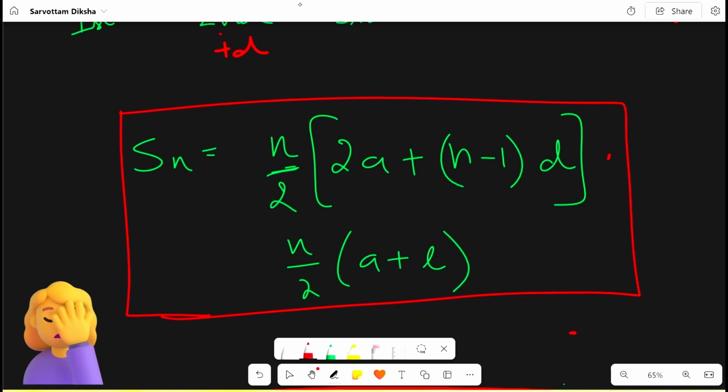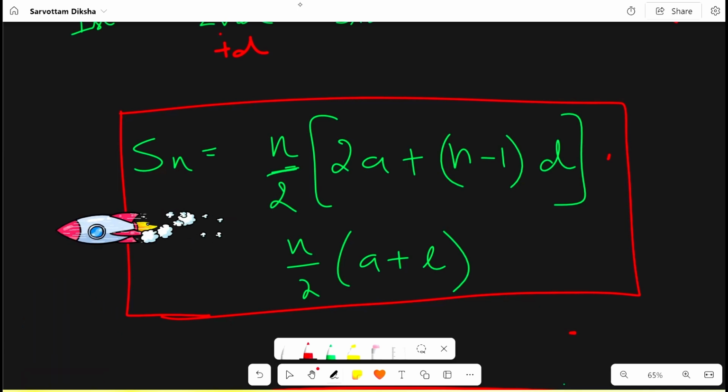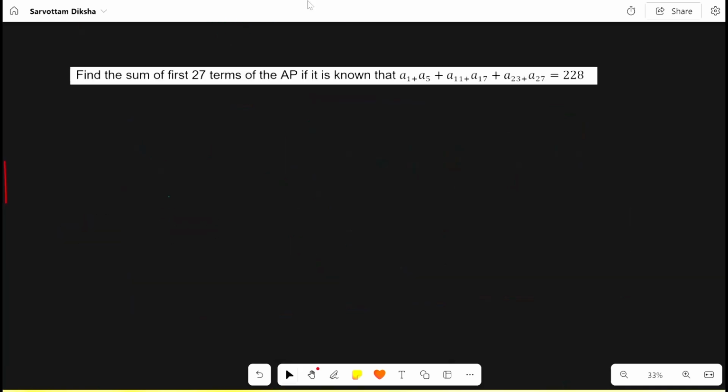Now you will say, ma'am, why are you telling us how it is derived? I can directly use the formula and do the equations. But concept-based equations can be done only if you know how the formula comes. Let me show you one or two examples.